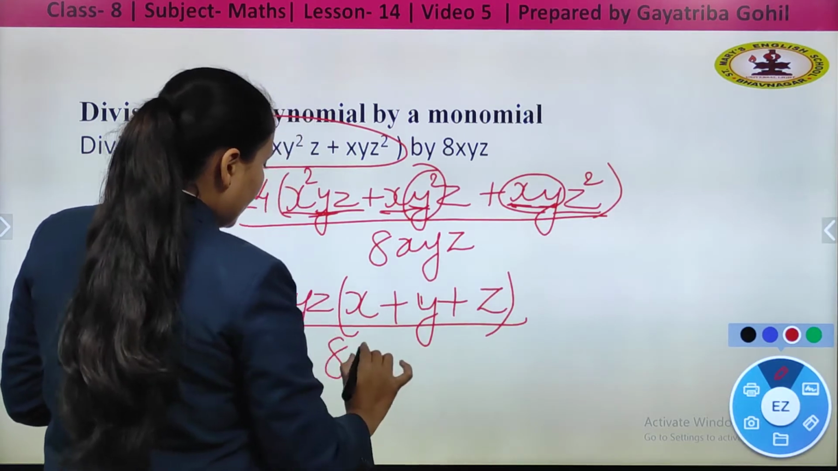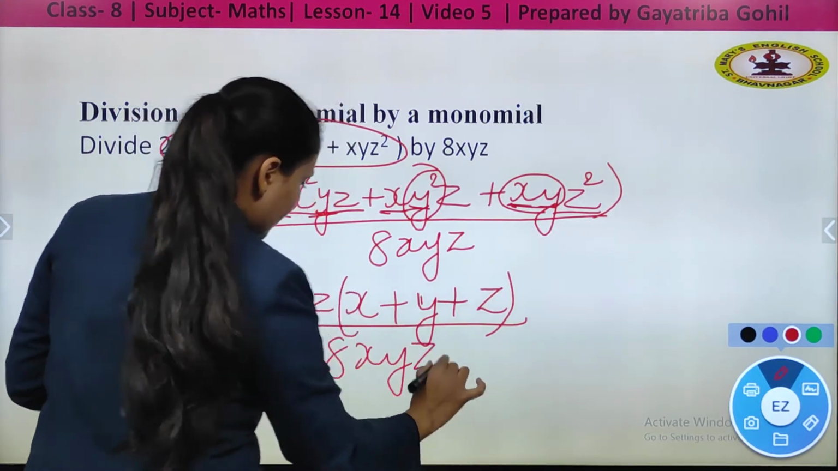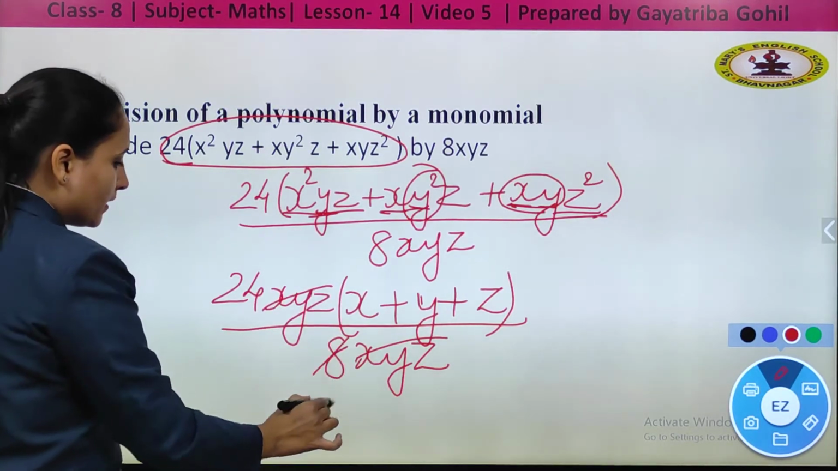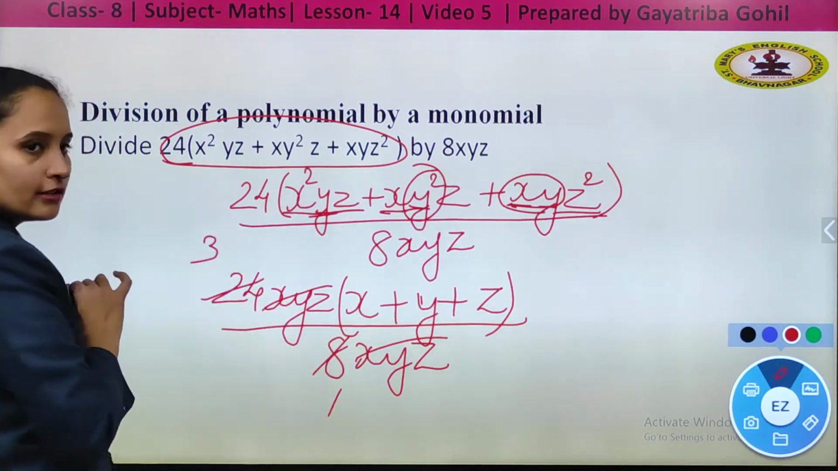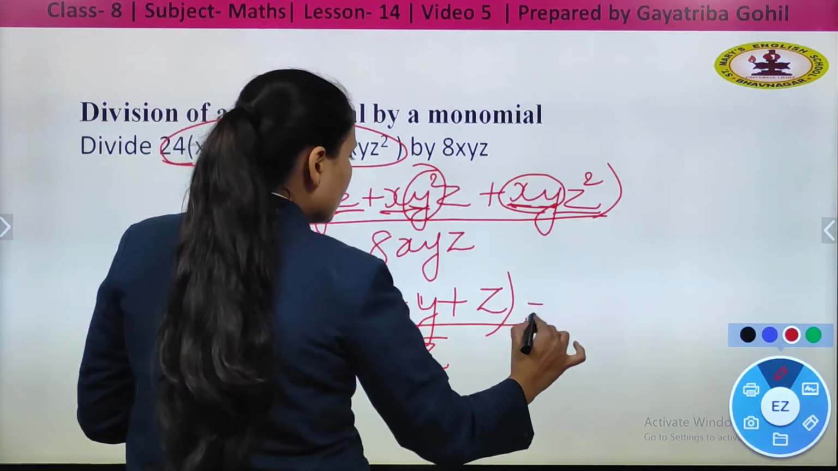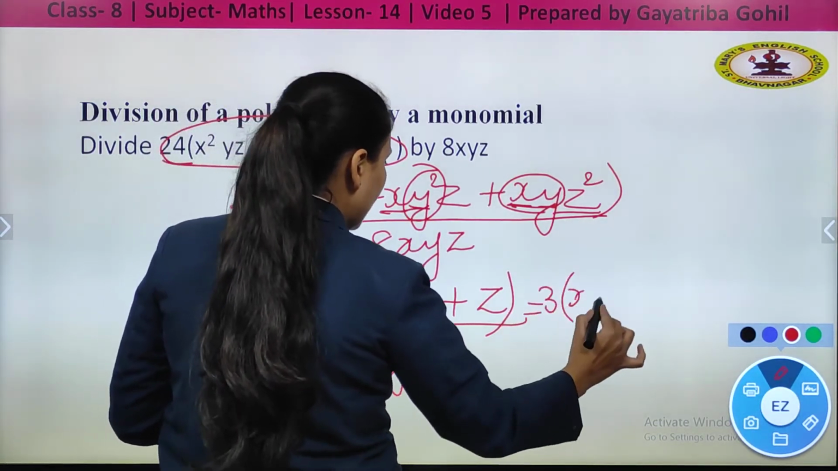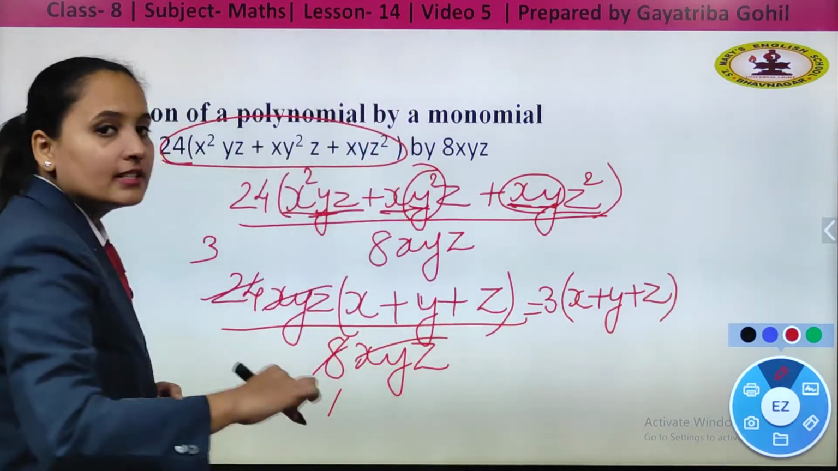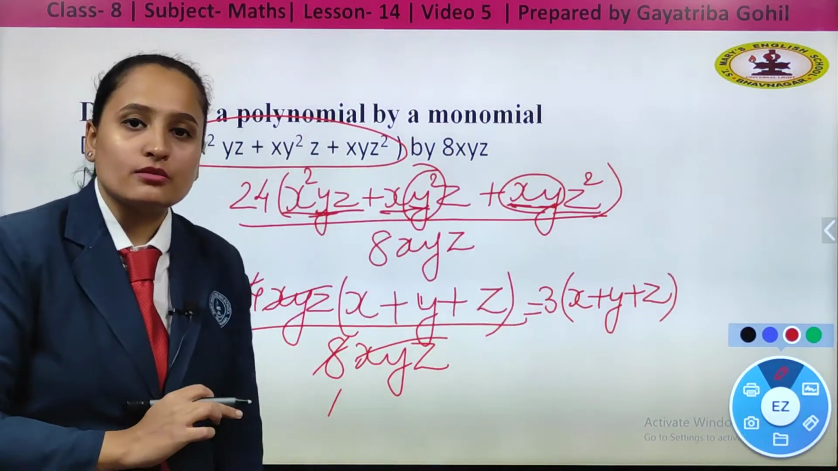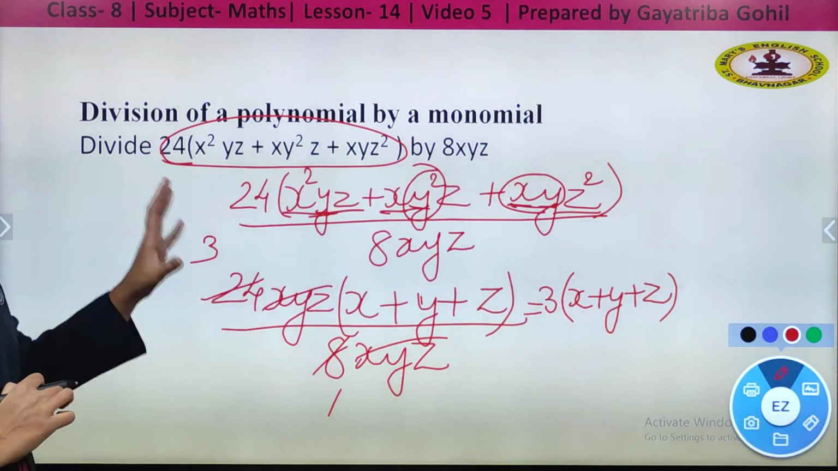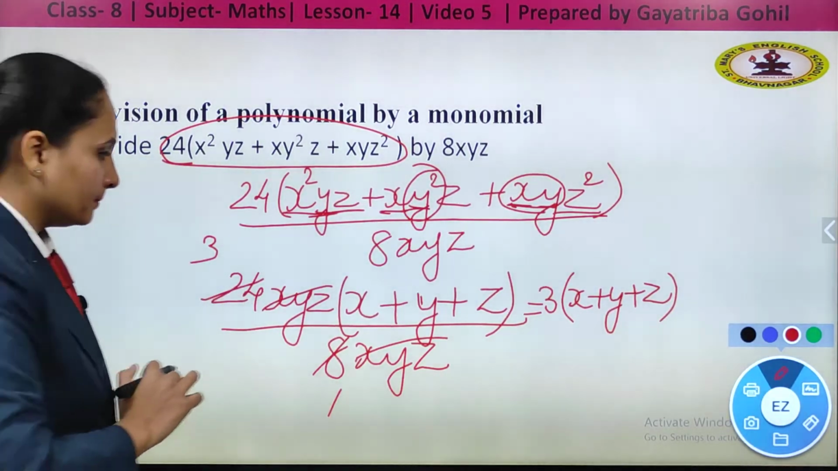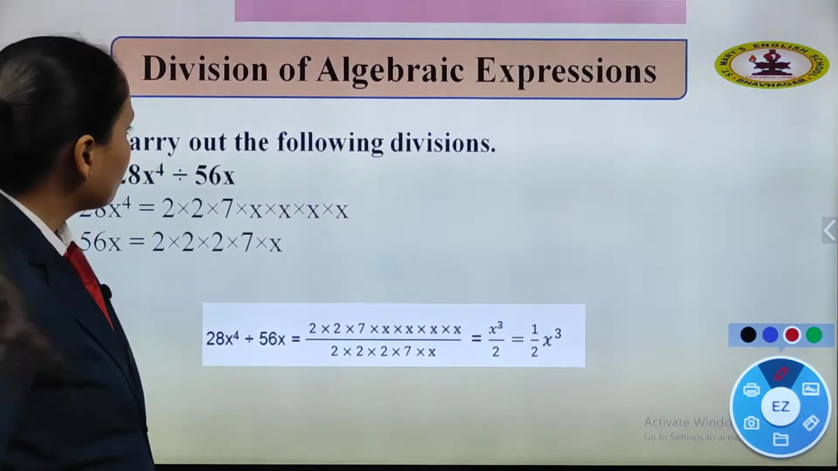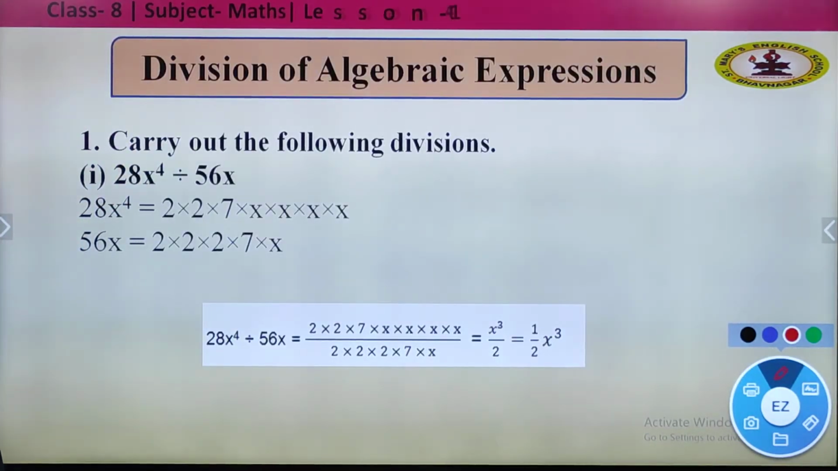Divided by 8xyz. Now xyz can get cancelled. 8 1s are 8, 8 3s are 24. So here what is left with me? 3 into x plus y plus z. These are my factors: 3 into x plus y plus z. This is how you will divide. Okay.